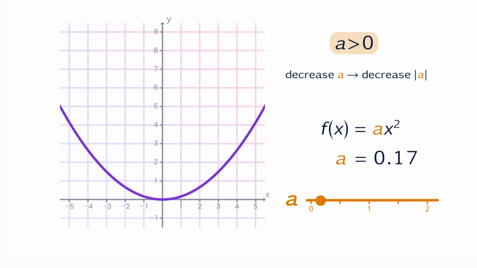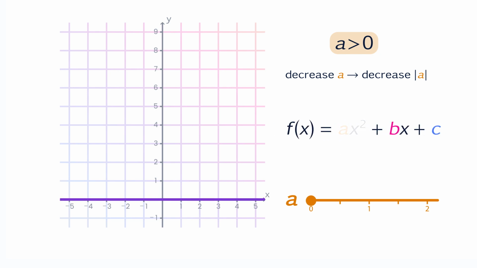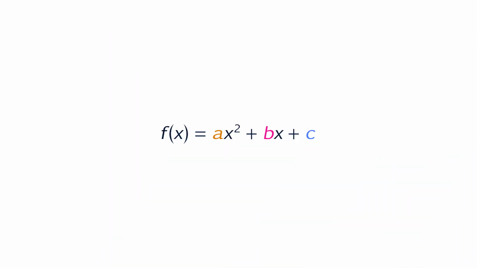It's important to remember that in a quadratic function, the coefficient a can't ever be equal to 0. Then you wouldn't have a quadratic function or a parabola anymore, because there would be no second-degree term. It would be a linear function. Okay, now let's move on to see what happens when a is negative.